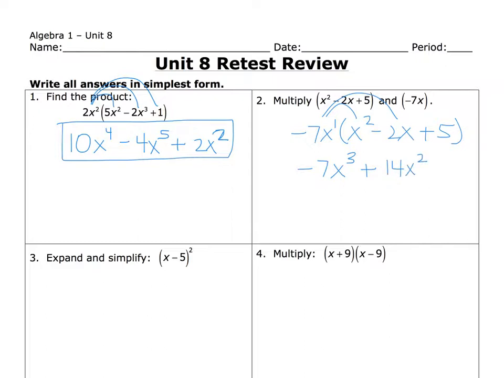Negative 7x times negative 2x will be a positive 14 with my coefficients, and x times x does give me x squared. Finally, negative 7x times 5 gives me a negative 35, and since I had an x out front, I still have an x here when I'm done. These are not like terms, so we cannot combine them. We just finished there.